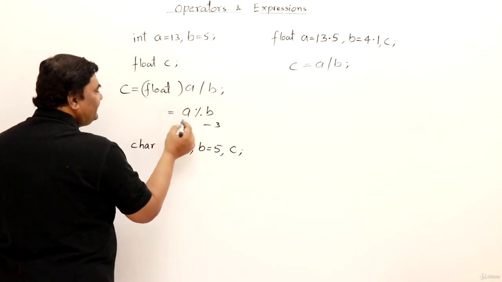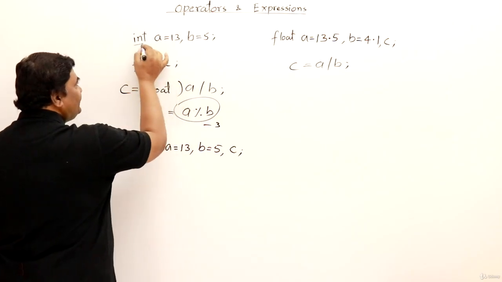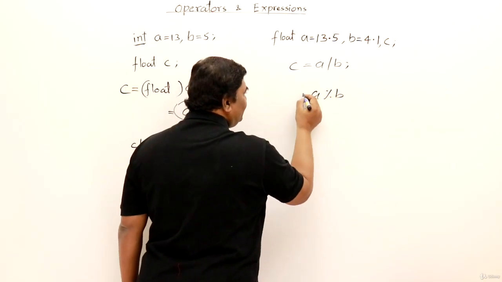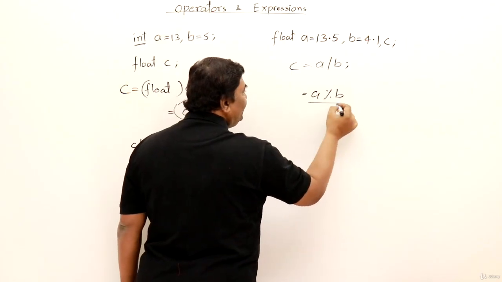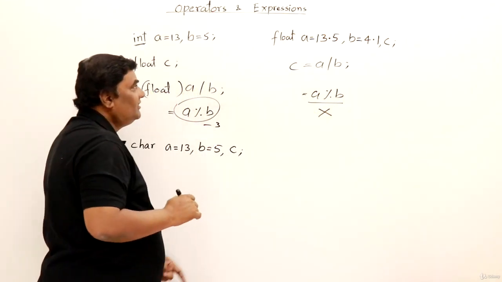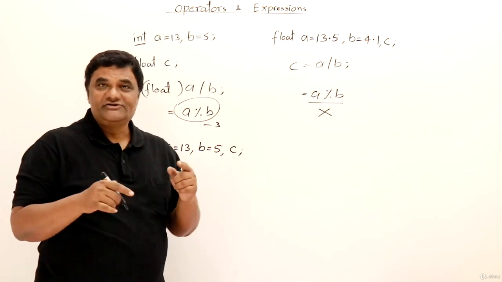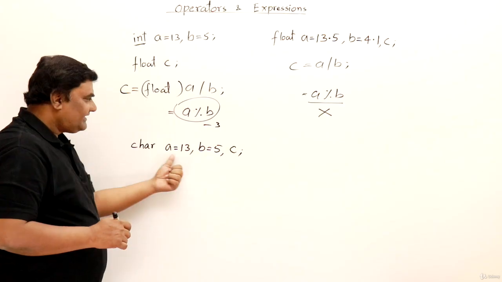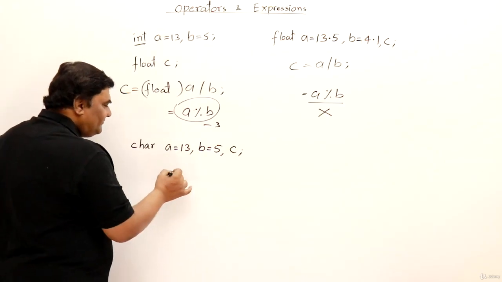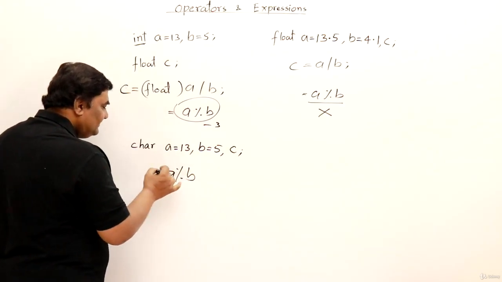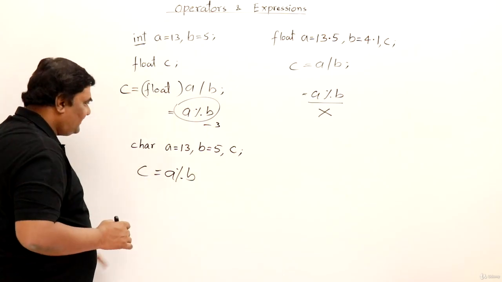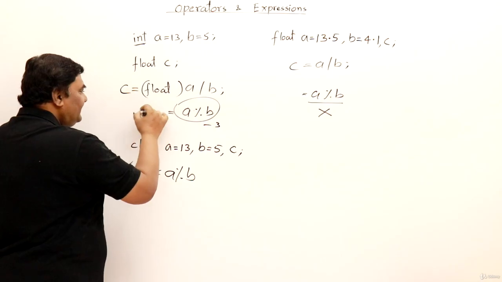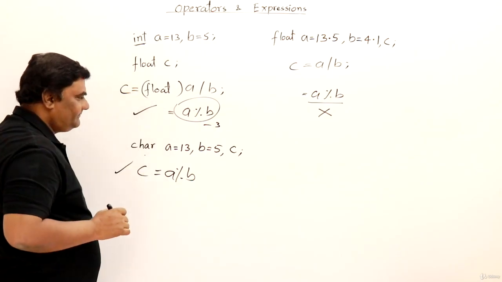So this mod operation can be performed over integers. Can I do A mod B here and store the result in some variable? No, we cannot perform mod operation on float numbers, right? This you must know. Then I have one more data type here, that is character type. Suppose I want to perform A mod B and store the result in C. Is it allowed on characters? Yes, it is allowed. So mod is allowed only on integers and characters.